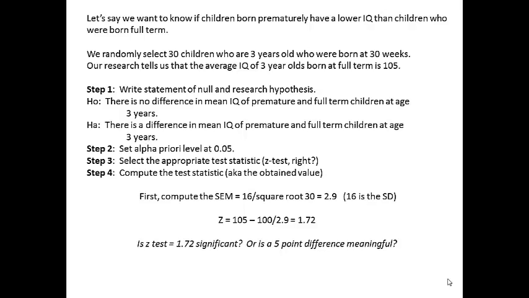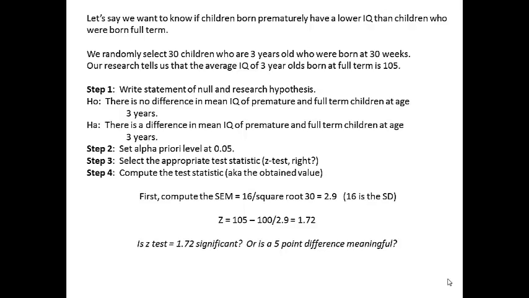Let's say we want to know if children born prematurely have a lower IQ than children who were born full term. We randomly select, and now you know how to do that because we saw a random number table used earlier, 30 children who are 3 years old, whose birth history we know, who were born at 30 weeks. Our research tells us, because we've done a lit search, that the average IQ of 3-year-olds born at full term is 105.